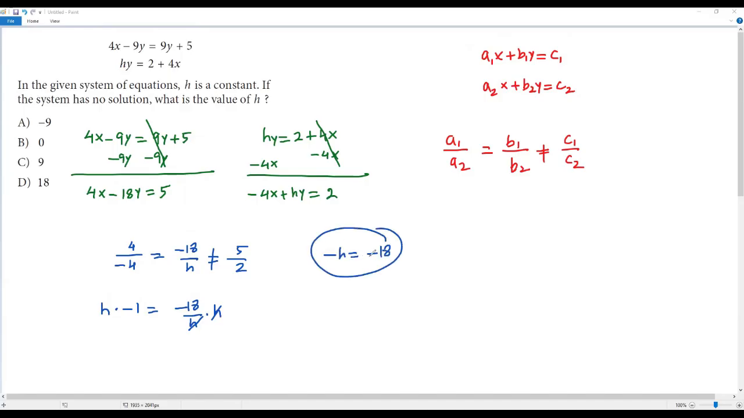Now let's multiply both sides of the equation by -1. When I multiply -h by -1, I am getting +h, or simply we can write it as h. When I multiply this -18 by -1, I am getting +18, or simply we can write 18. Here I got the value of h, that is 18. We find 18 in answer choice D. The correct answer choice for this question is D.